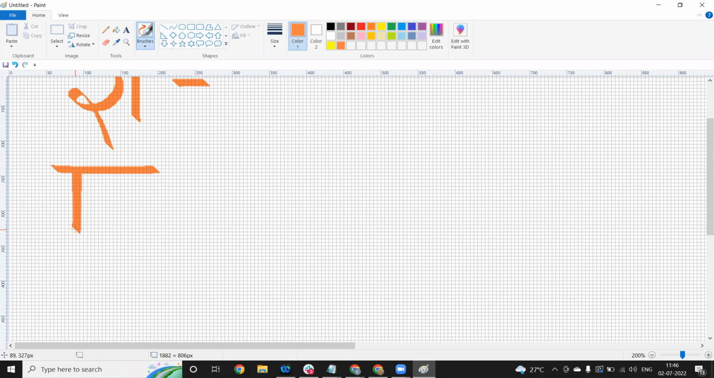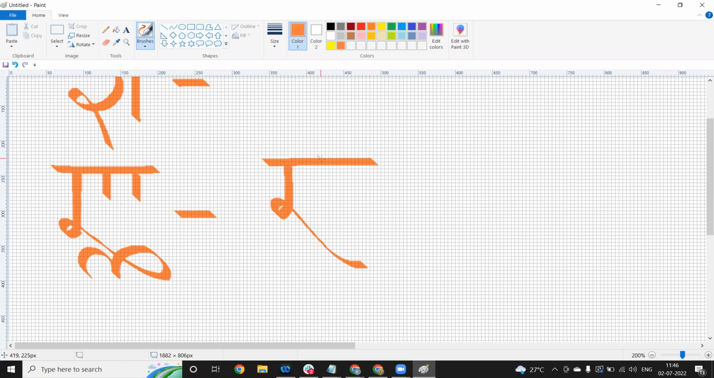So gya in Sharada lipi is a combination of ja and ña. So this letter that I have written is gya, and it is a combination of ja. This is the halant that I'm drawing with it.